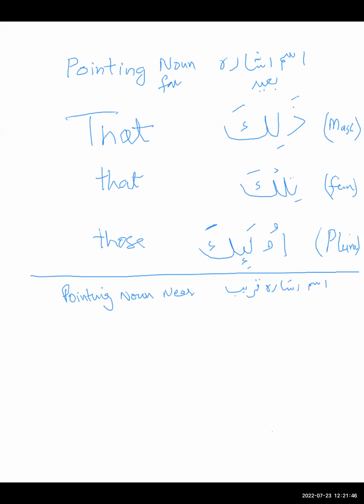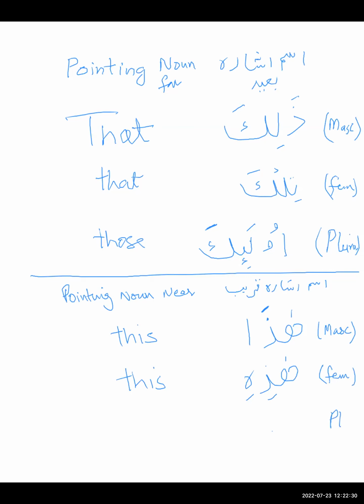How would we say it for zalika? There would be a word haza. Haza means this, and that's again masculine. And then there would be hazihi. That would be this, but for feminine. And then we have to have a plural. What would be the plural for these? Ulaika. Yeah, it would be haulai, which means these.